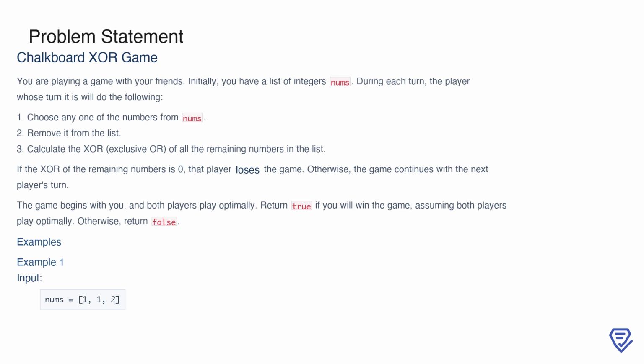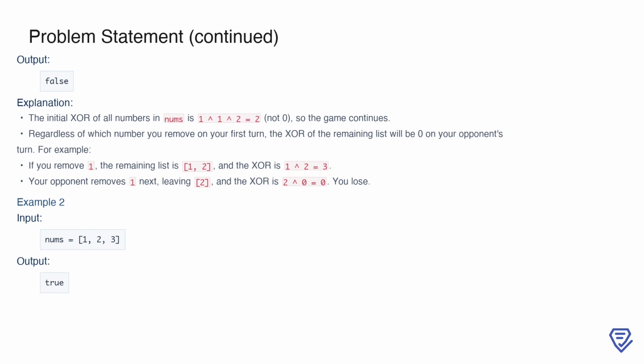The game begins with you, and both players are assumed to play optimally, meaning they make decisions that maximize their chances of winning. Your task is to determine whether you will win the game under these conditions by returning true for a win or false for a loss. Now, let's look at the first example.